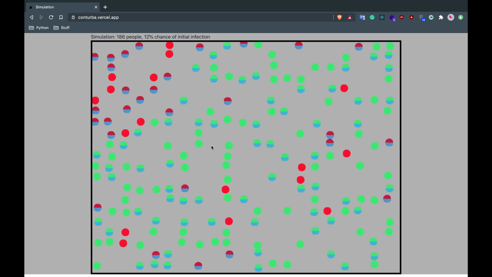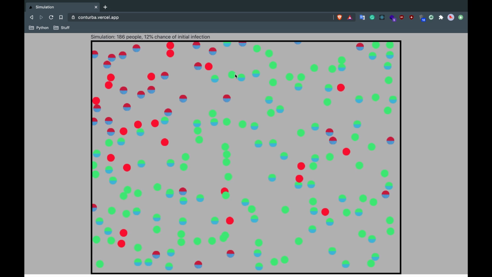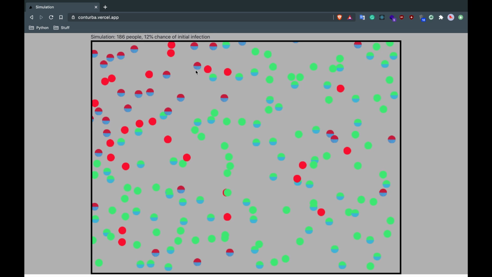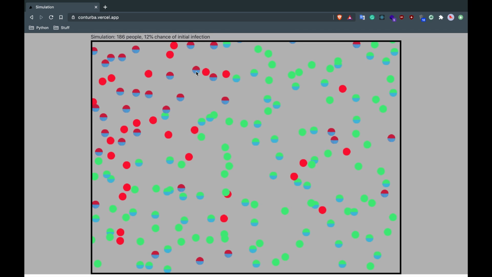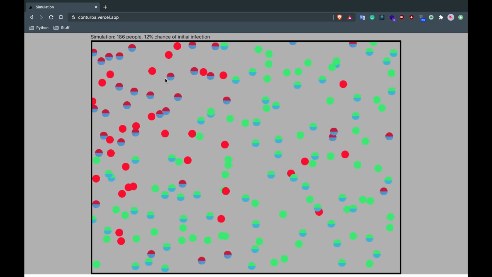And as you can see, the simulation is running. So the people in red are those who are infected, while the people in green are those who aren't infected. And then we also simulated some people wearing masks, which would obviously lower the chance of infection. So the people who have these blue semicircle mask looking things would have masks on.